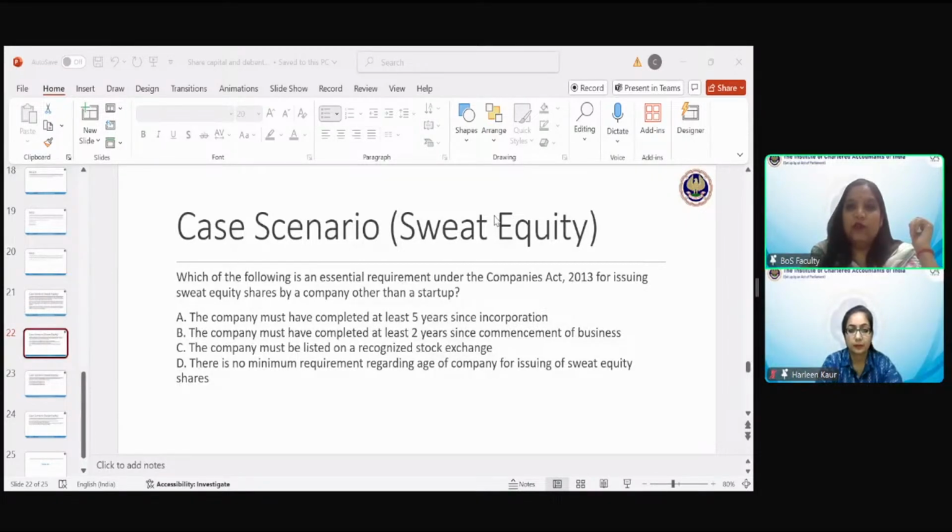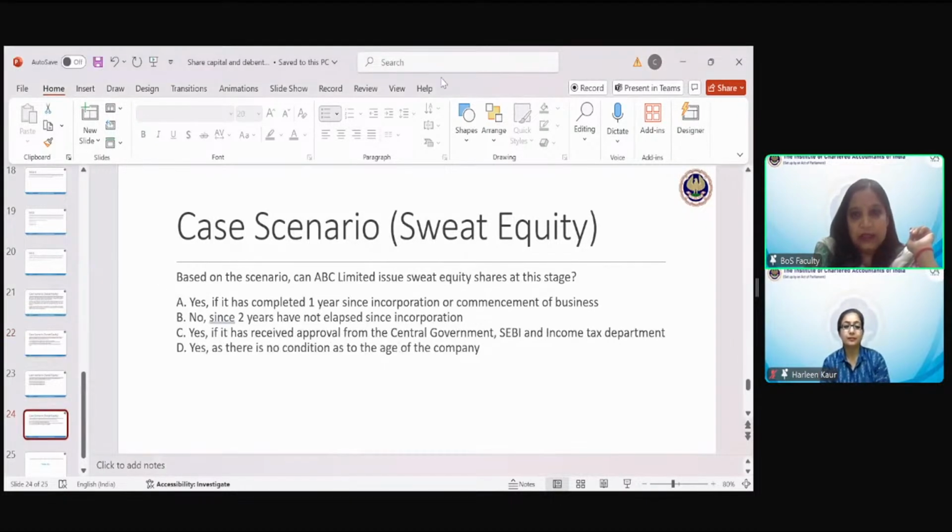Okay, most of the students have given the answer as D, which is correct. One student has given the answer as A, that is not correct, because since 2018, the government has taken away the condition that 1 year should have elapsed from the time of its incorporation for issuing of sweat equity shares.